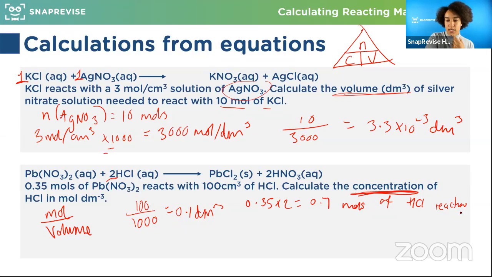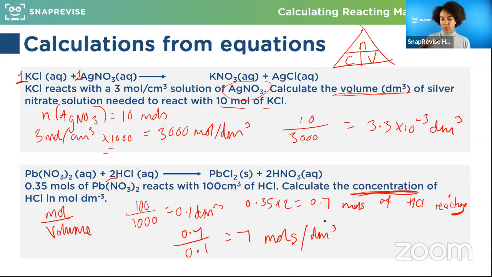At this point, are we ready to use our moles over volume? Do we need to do anything else, or can we go ahead and use moles over volume to calculate the concentration of HCl? Yes, thank you. So we're going to be doing 0.7 over 0.1, which gives us 7 moles per dm cubed. And notice that I'm going to keep swapping between these two versions, just to get you used to seeing both the to the power of -3 and the slash. Yay, we did it.